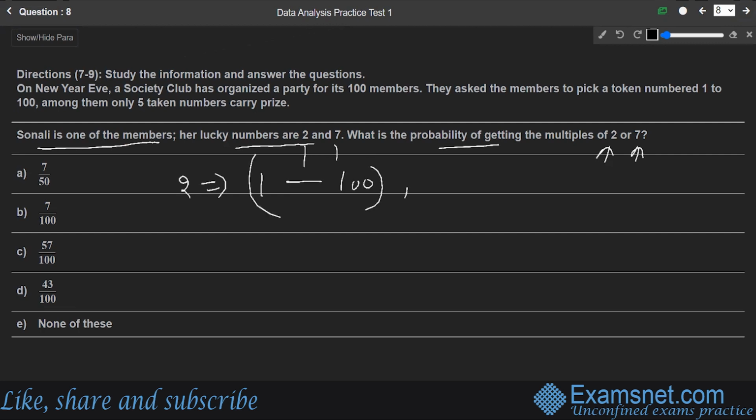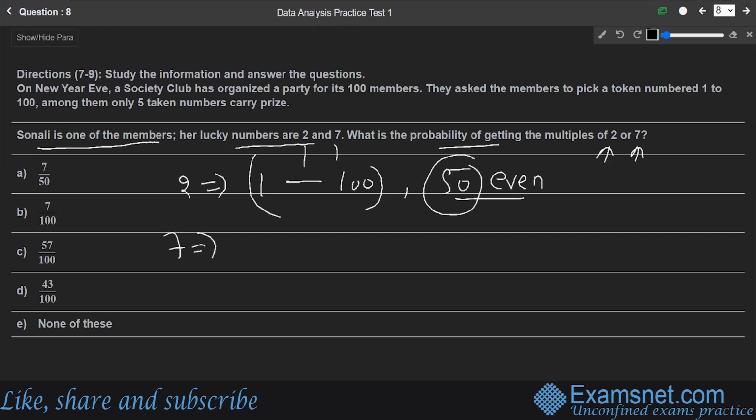So clearly there are 50 such numbers. There are 50 even numbers, and all even numbers are multiples of 2. So we can simply find out there are 50 such numbers which are divisible by 2 or multiples of 2. Now we have to see multiples of 7. How many multiples of 7?